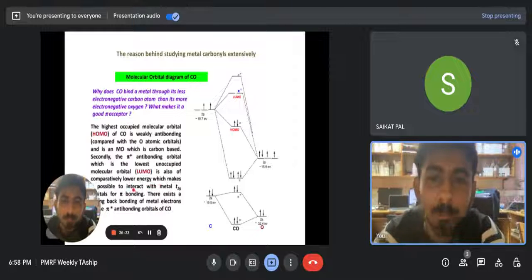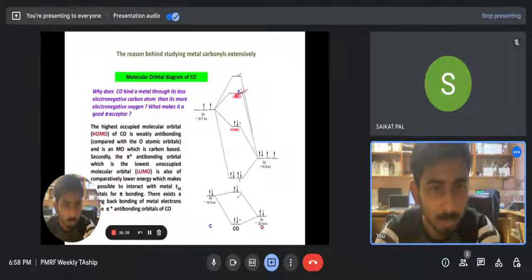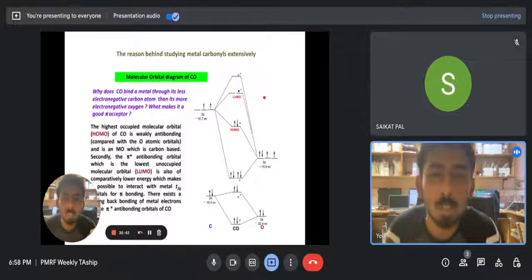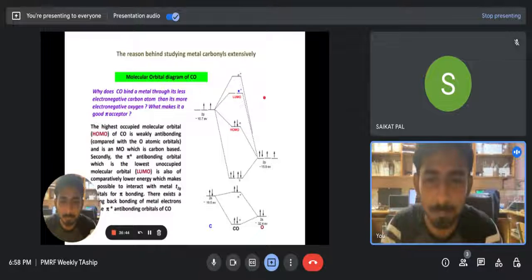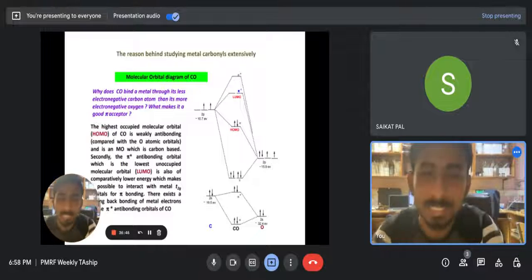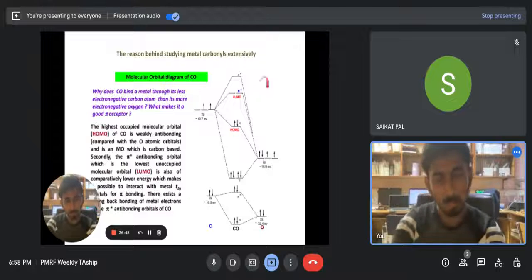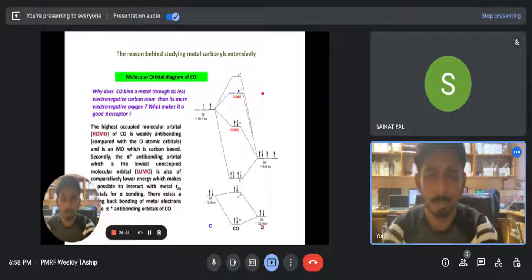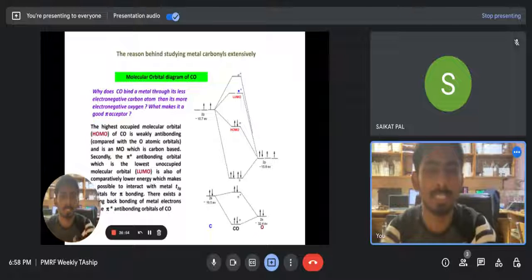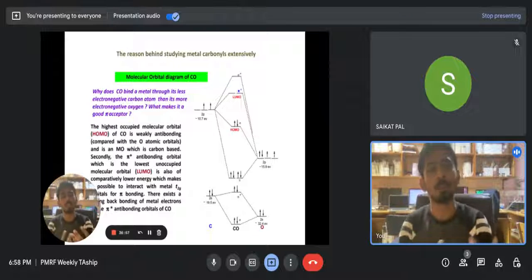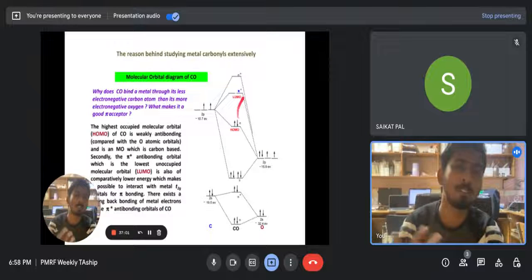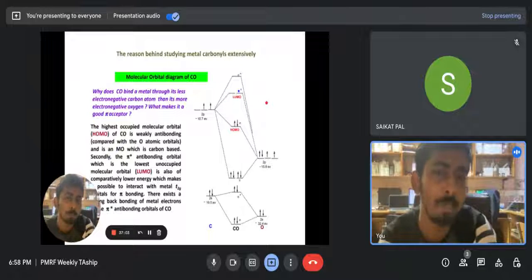This makes it possible to interact with the metal T2G orbitals for pi bonding. So this pi star LUMO can interact significantly with the T2G molecular orbital of the metal center. So there exists a significant amount of back donation from the T2G metal orbital to the pi star LUMO of the CO. So there occurs a significant molecular orbital pi bonding interaction with the pi star of the CO. That is actually again carbon based.